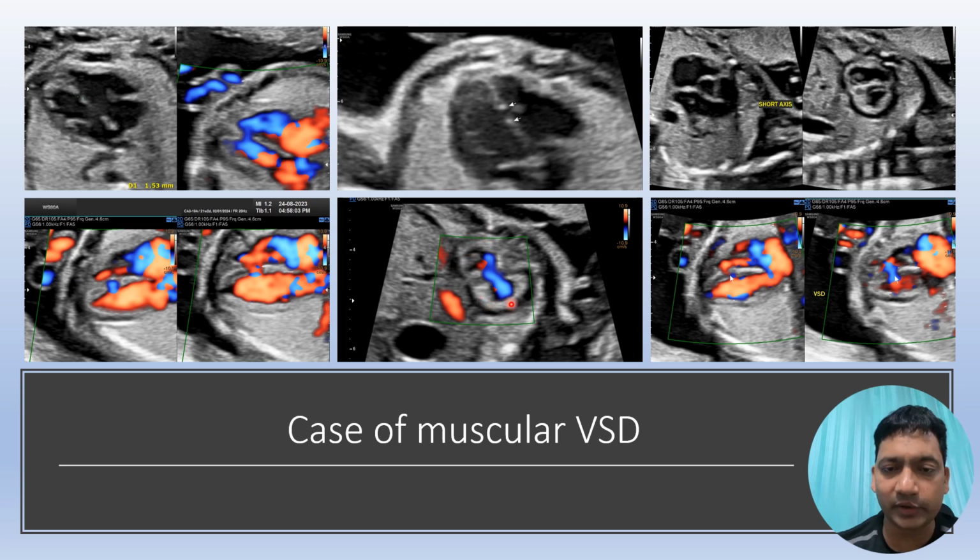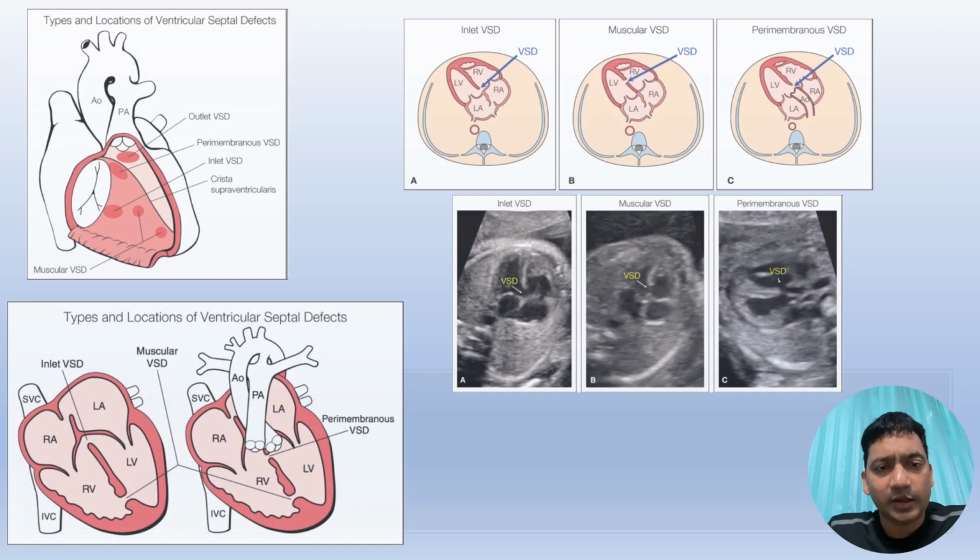Then the same can be seen on the short axis views also. So this was a classical case of muscular VSD. So before moving on to the further discussion of this case, let's first see how the VSDs are classified.